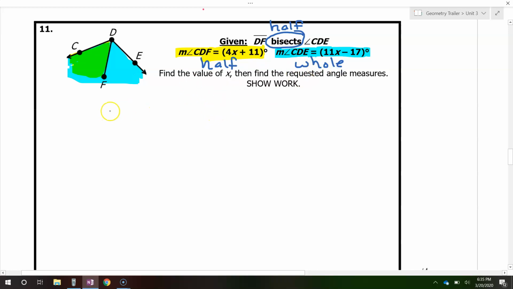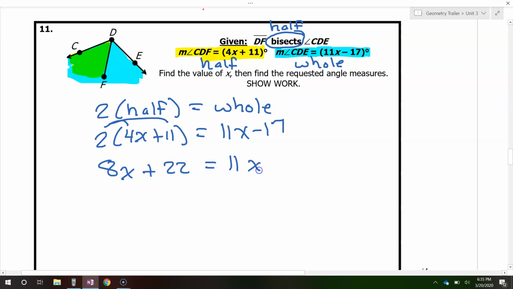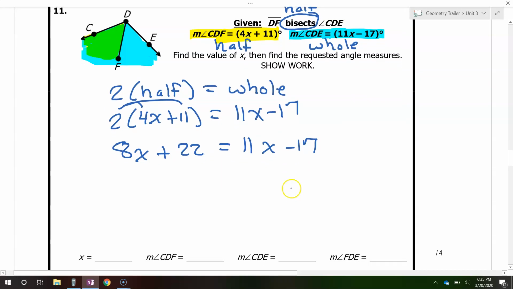So when you have a half and a whole, here's what you have to do. 2 halves equals a whole. That is the model. So the half is the 4x plus 11. So I'm going to do 2 times a half is equal to the whole, which is 11x minus 17. To solve a problem like this, you have to do the distributive property, which will give you 8x plus 22 is equal to 11x minus 17.